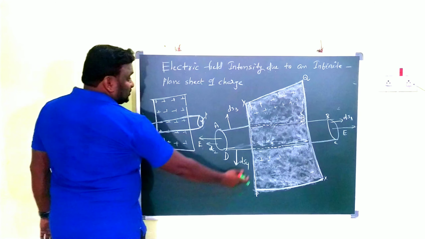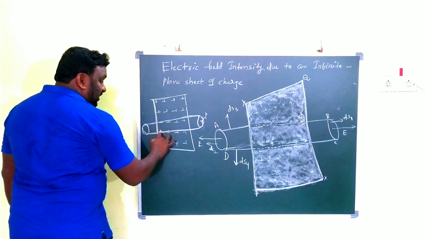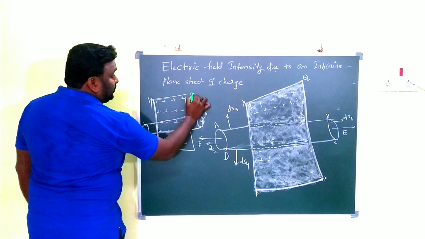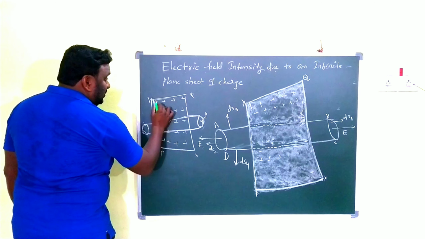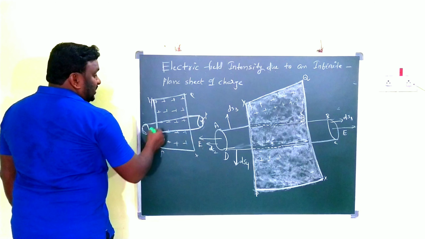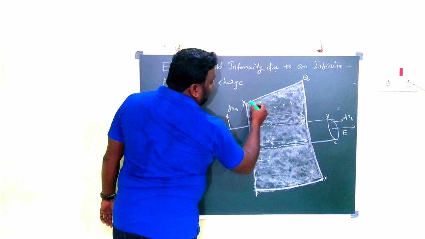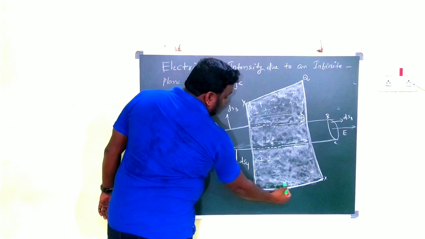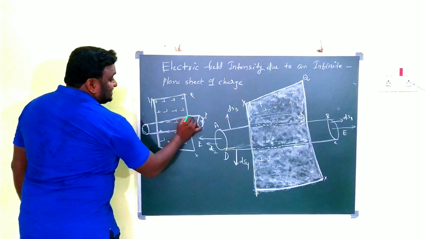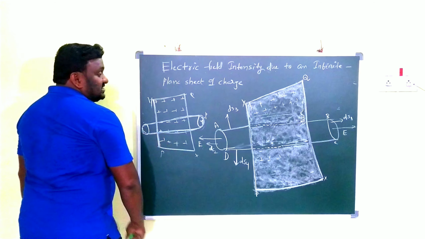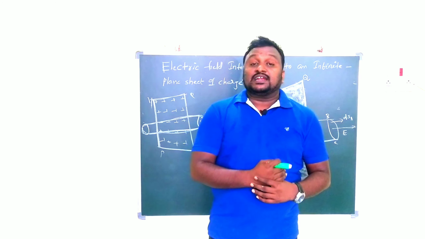Clear, children? So the diagram, I am again simply explaining that. So this is P, Y, Q, P, X. This is the one plane sheet of positive charge, uniformly distributed. So the entire region you are seeing in white color should be taken as the distribution of charge. Clear? And now this is a cylindrical Gaussian surface, at which point we have to measure the electric field intensity.